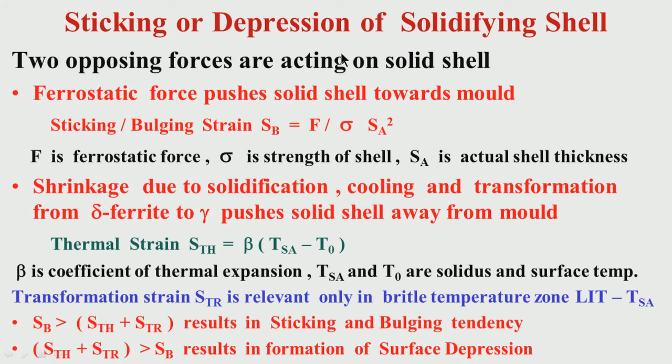So two opposing forces are acting on the solid shell. What are the opposing forces? I have mentioned that first and foremost is the ferrostatic force. Due to the liquid, during solidification there is liquid present in the strand. So this liquid will give ferrostatic force, will push the solid shell towards the mold when it is within the mold.